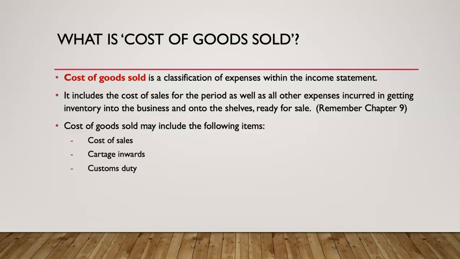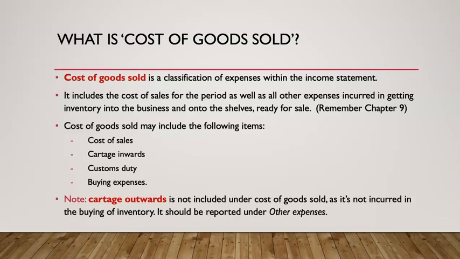Cartage in, customs duty, buying expenses. And remember, you might also see some words such as out, such as cartage out or freight out. These are not reported under costs of goods sold. These are in fact other expenses because they have nothing to do with getting the inventory into the business, but it is about getting it out of the business. So that's quite complicated. I think as you do examples, it will become clearer.